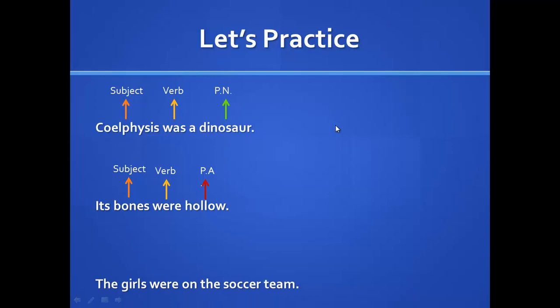So it's going to be a predicate adjective. Last practice. The girls were on the soccer team. Step 1, find your verb, and it should be were. Step 2, find your subject. Who or what is the sentence about? Girls. Step 3, look after the verb to see if there is something that describes or renames the subject. Remember, think in your head, girls equals.